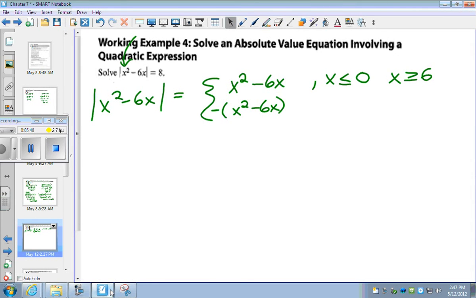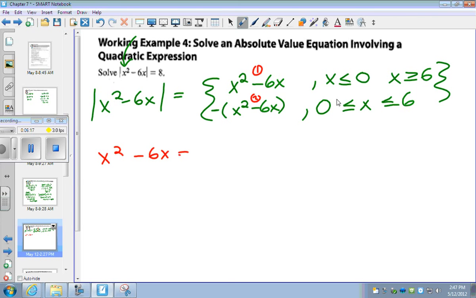And that happens between 6 and 0. And remember, I always forget how to do this, so I just write 0 and 6, put x in the middle. Well, I say x is less than or equal to 6 and greater than or equal to 0 between those areas. Okay, so what we have to do is actually look at these two cases to solve this equation. So we're going to call this case number 1 and this case number 2. Okay, so case number 1 is x squared minus 6x is equal to 8.